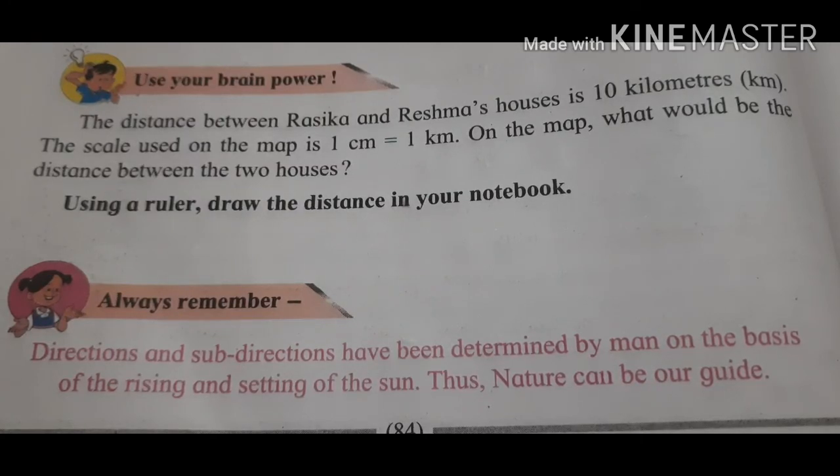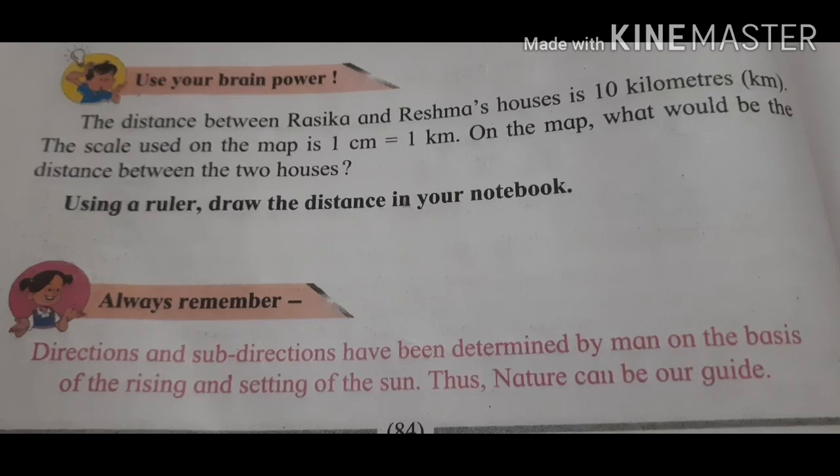Direction and subdirection have been determined by man on the basis of rising and setting of the sun. Thus, nature can be our guide. So, students, this is a very small lesson and I have completed this topic. Then, you have to start with our activity time. But, since this topic is very small, I am going to teach one more topic today, that is chapter number 14.